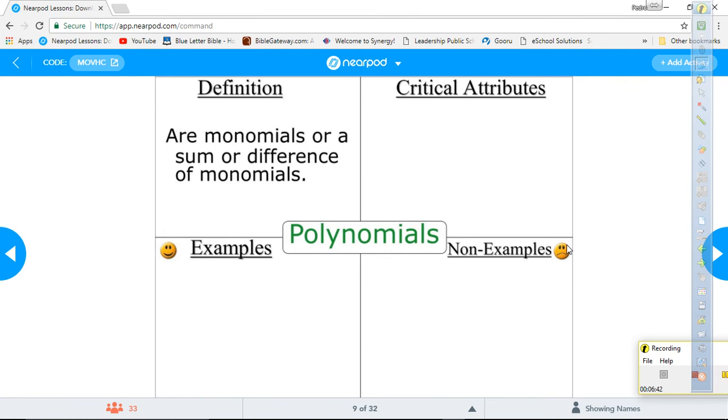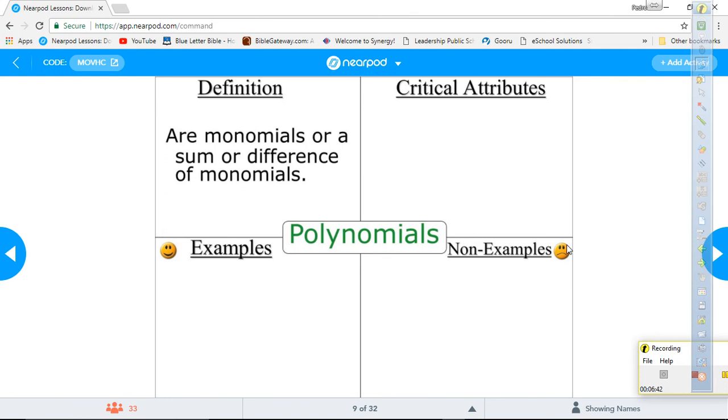Polynomials are monomials or sum or difference of monomials. So let's understand the definition. Polynomials are monomials. Do we know what monomials are? Yes. So a monomial is a polynomial. Everybody agree so far? Yes.